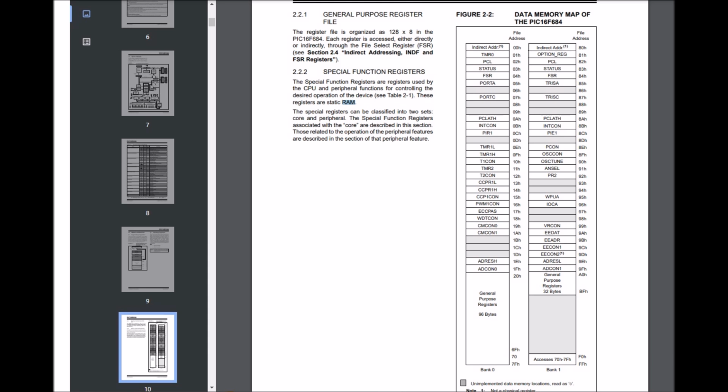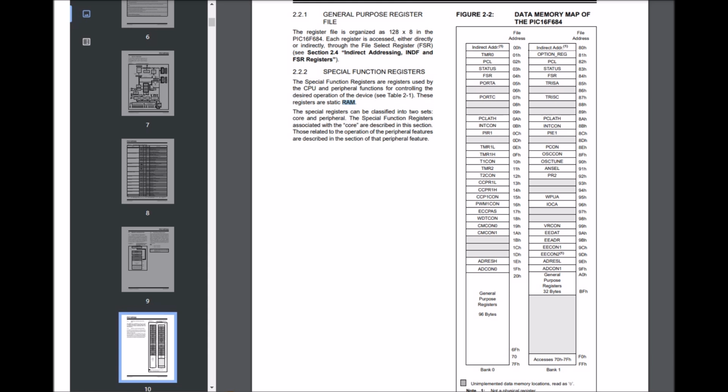Anyway, accessing RAM. Access to different banks is managed through the Bank Select Register, BSR, or by using direct addressing. Instructions that access RAM include MOVWF, move data to a register, MOVF, move data from a register, and CLRF, clear a register, and others.